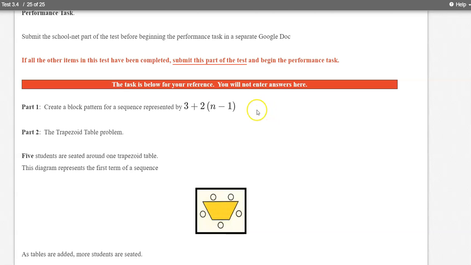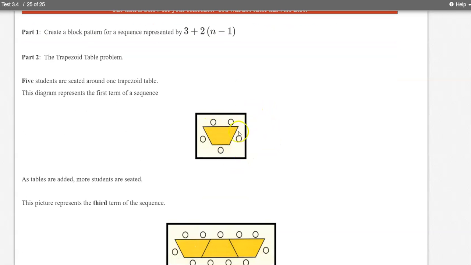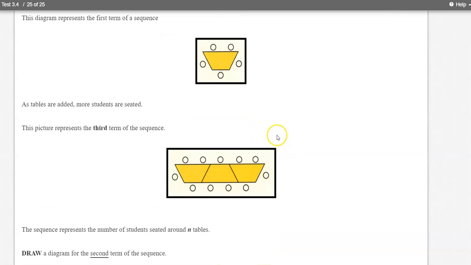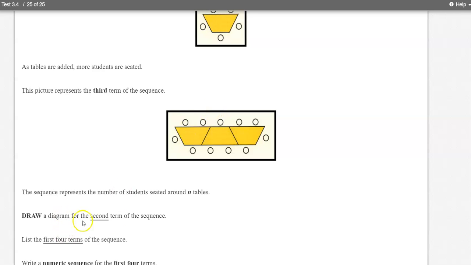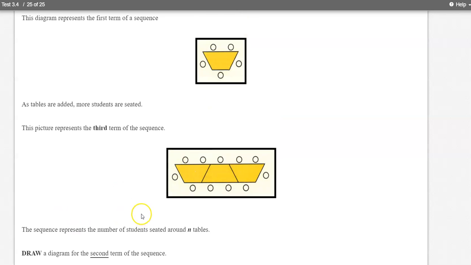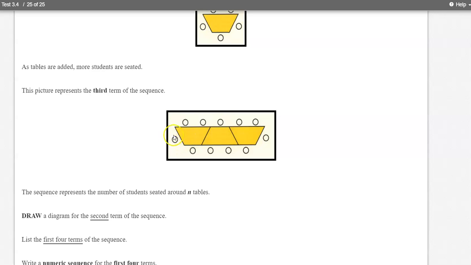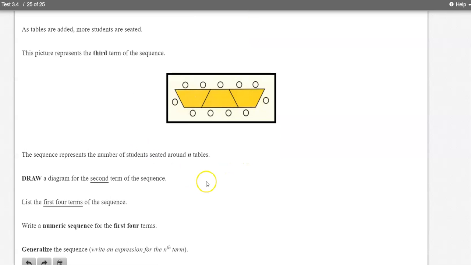All right, the trapezoid table problem. The first term in the sequence is 5 because there were 5 students. The second term would be 8 because you're going to add 3 more when you put another table on here. You were supposed to draw it with the shapes. And then the next one is actually this one, so you can count these up. It should be 3 more, 11, I think. So this would be 9, 10, 11. Yeah. And then you needed 1 more, so you would add 3 more and get what?